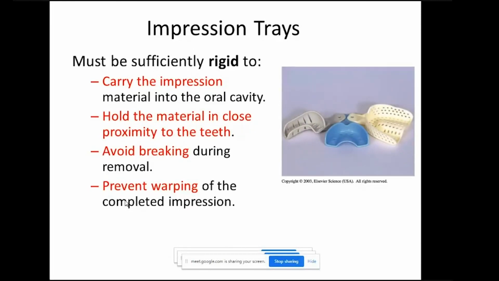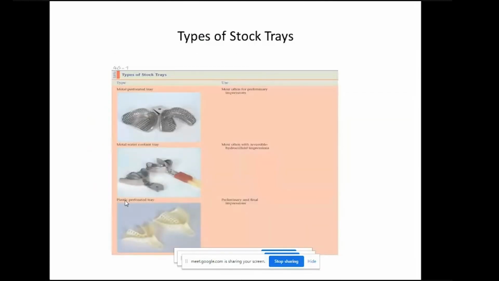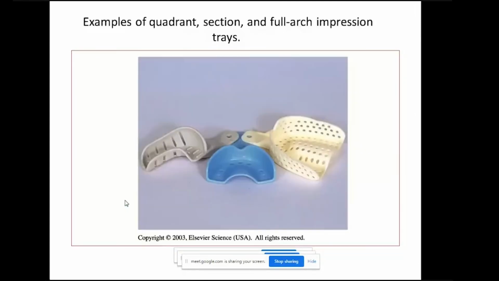Any impression tray must have the following properties. Number one, carry the impression. Number two, hold the material in close proximity to the teeth. Number three, avoid breaking during removal. Must not be easily displaced. Prevent warping of the complete impression. And must not tear or break down easily, etc.